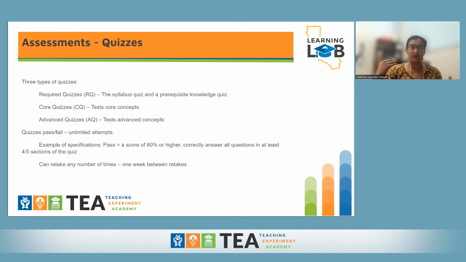Advanced quizzes are required for higher grades. So they would attempt the advanced quizzes. Either they test the same core concepts in more depth, or they test advanced concepts. I had two quizzes: one was the depth one and one was the breadth one. And quizzes are auto-graded on Canvas. So they're pass or fail, with unlimited attempts.